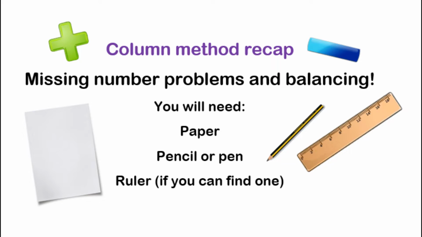So this is a bit of an interactive video, so you will need to be doing the work along with me. You will need some paper, a pencil or a pen if you don't have a pencil, and a ruler if you can find one, but I'll let you off if you can't. You're going to be doing the column method for the questions as we go along, and there will be moments where you'll be pausing and playing so that you can do it with me. When you've gathered all the bits you need, click play and we'll get started.